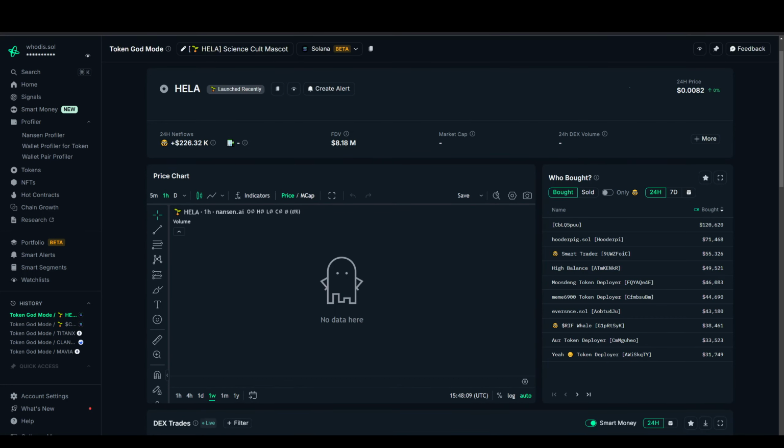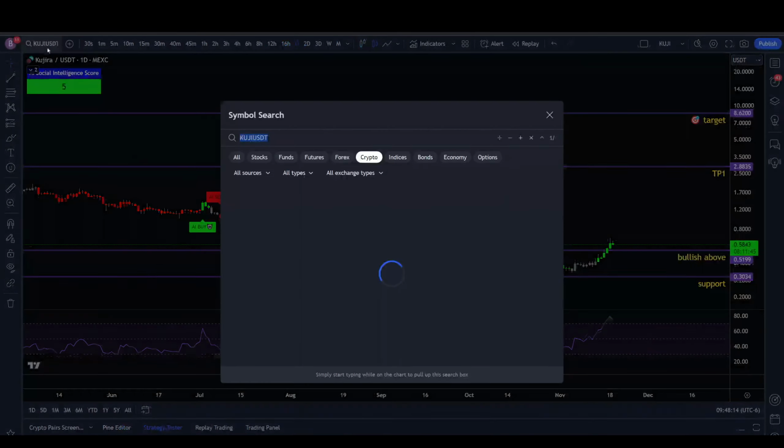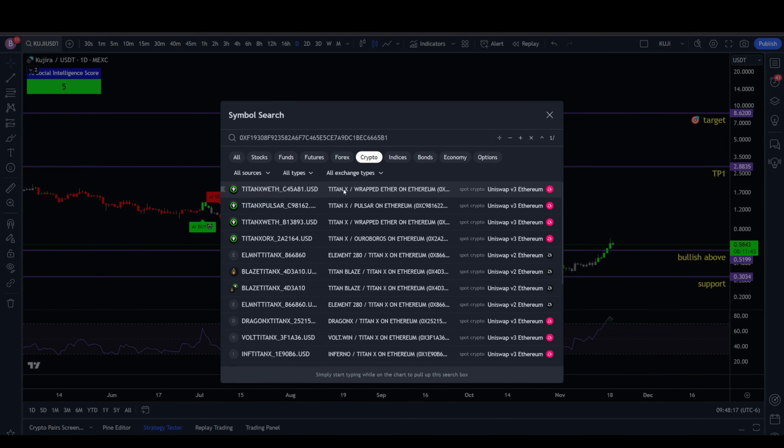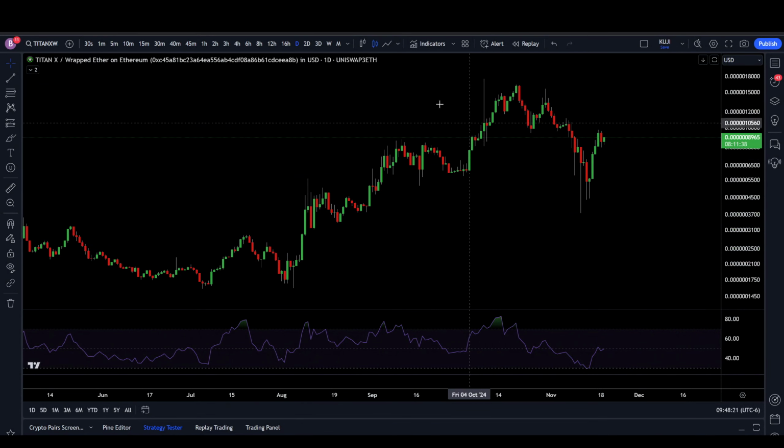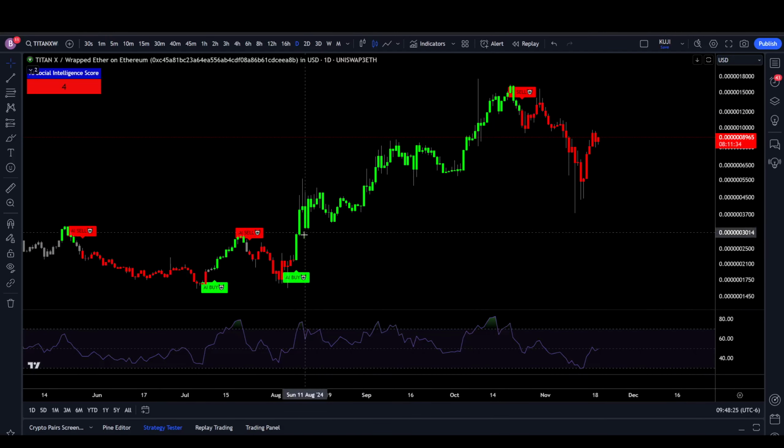You would actually have to find something like TITANX. You know, if I copied this contract right here, and then I went back to Engineering Robo here and pasted it in, now I've got TITANX right there on Uniswap. And now I can bring up Engineering Robo. There's my buy and the sell. We played this one perfectly.